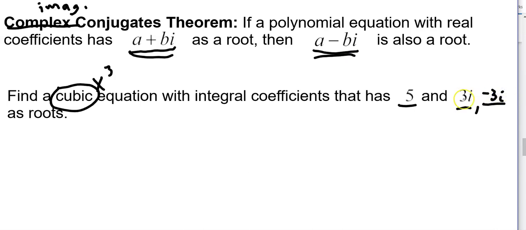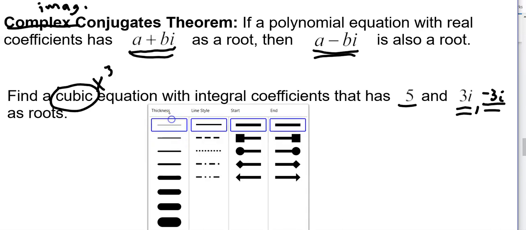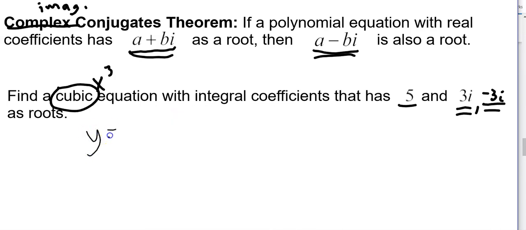So these always come in pairs. You're always going to find complex or imaginary solutions in pairs. And so there must be another complex one. It's going to be the conjugate of 3i, which is 0 minus 3i. And if you were to work this out to figure out the equation, like y equals or f of x, there's going to be three factors here.